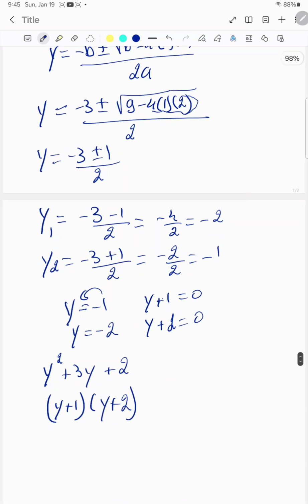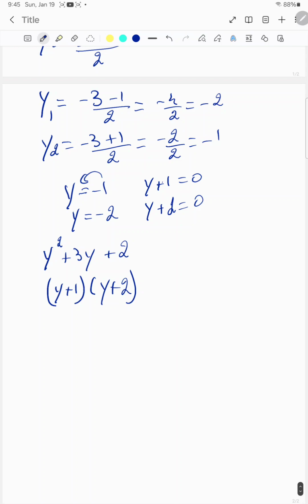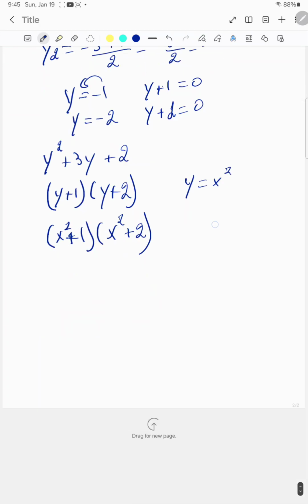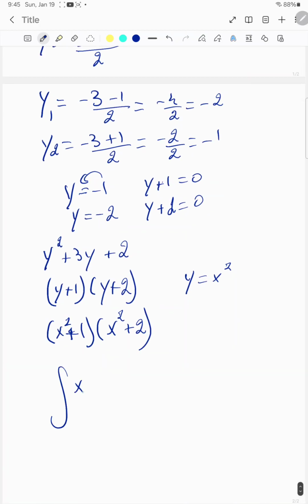And now let's replace y by its value. We said y is equal to x squared. So my denominator becomes x squared plus 1 times x squared plus 2. So my integral becomes the integral of x dx divided by x squared plus 1 times x squared plus 2.